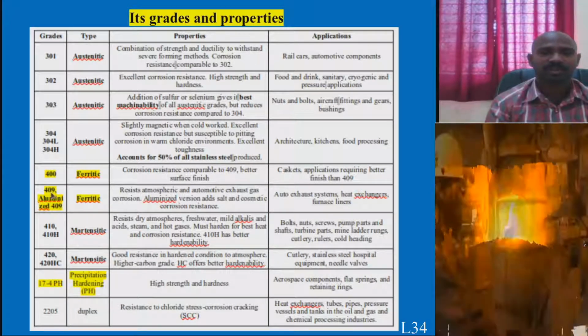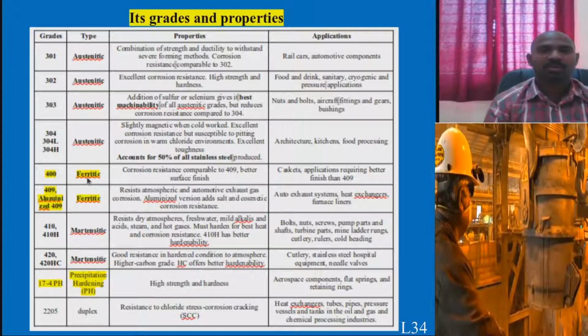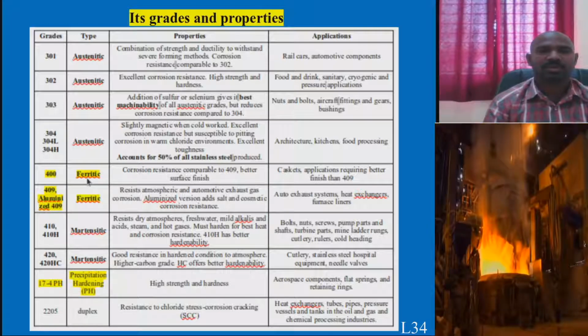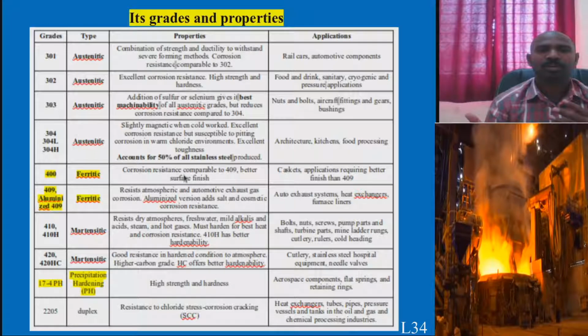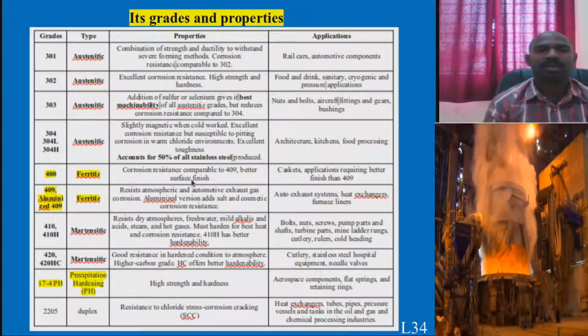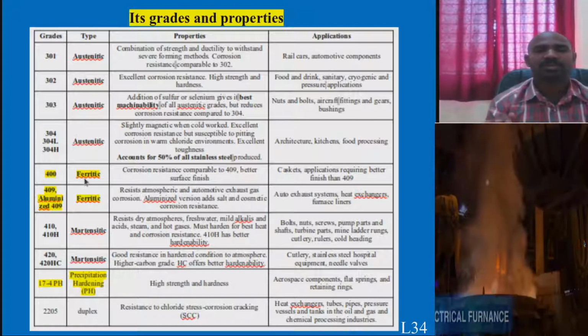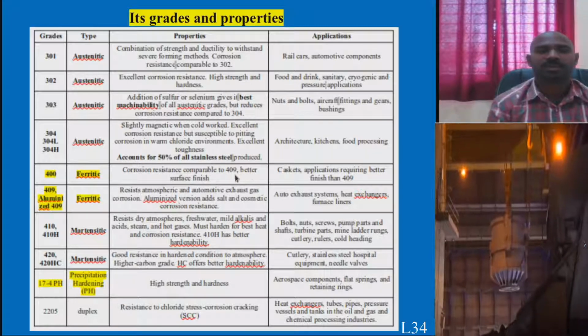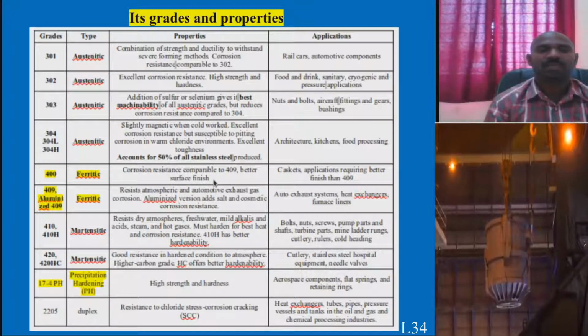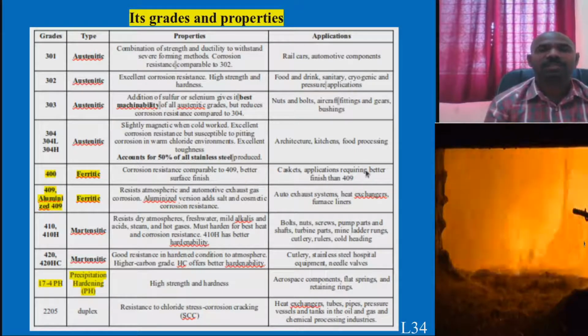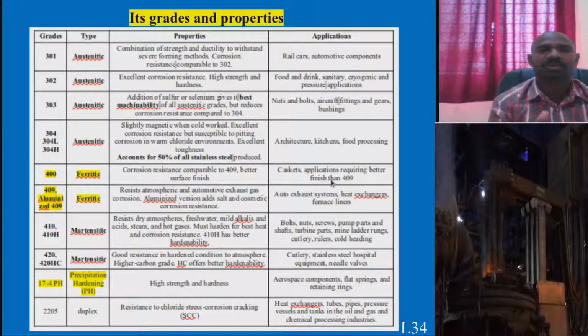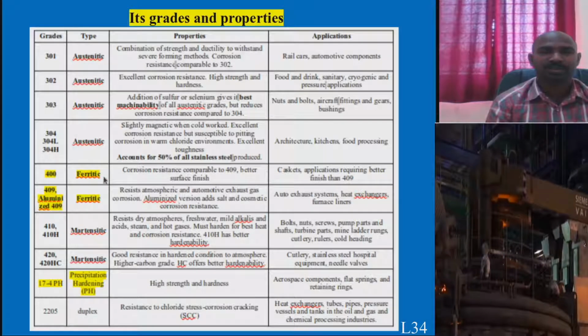Let me take one more example, ferritic stainless steel 400. Mainly it gives good surface finish to stainless steel. It is assumed that ferritic stainless steel usually has a good surface finish. That is why wherever surface finish is required, ferritic stainless steels are preferred.